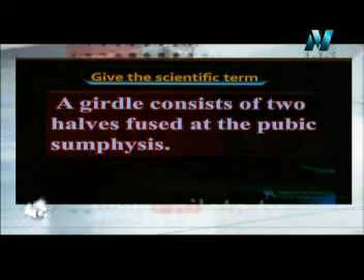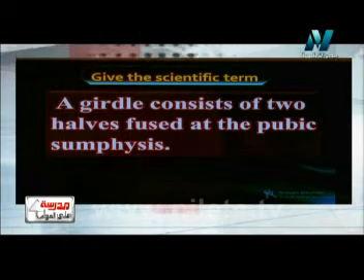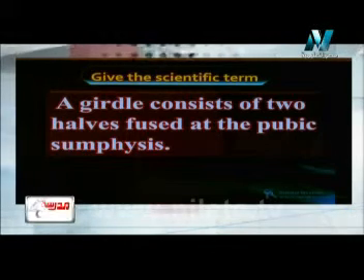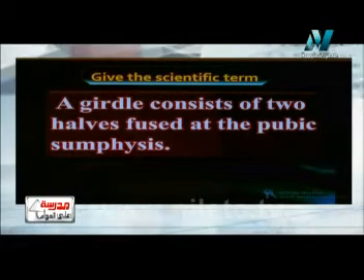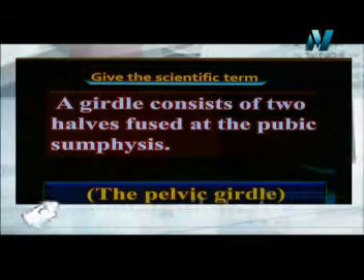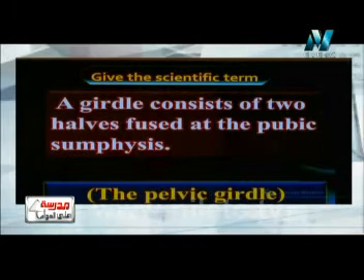The next. A girdle consists of two halves fused at the pubic symphysis. It is the pelvic girdle, where the pubis of each half is connected anteriorly, or at the ventral side, to form the pubic symphysis.